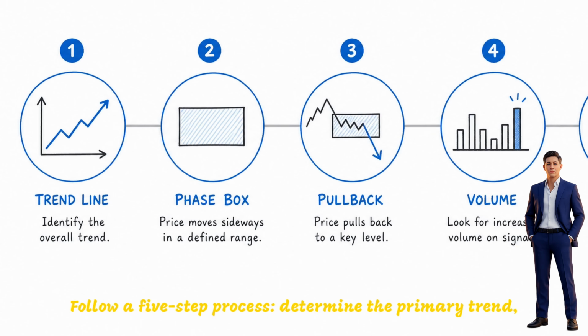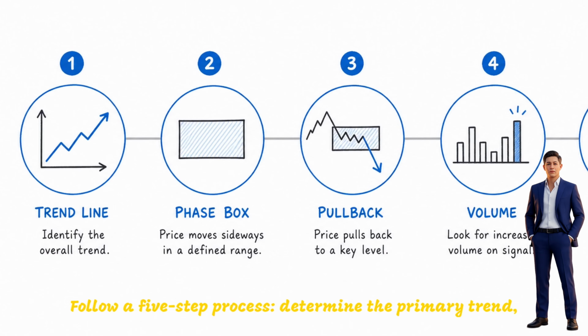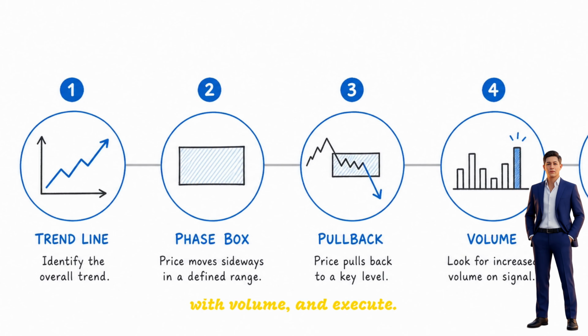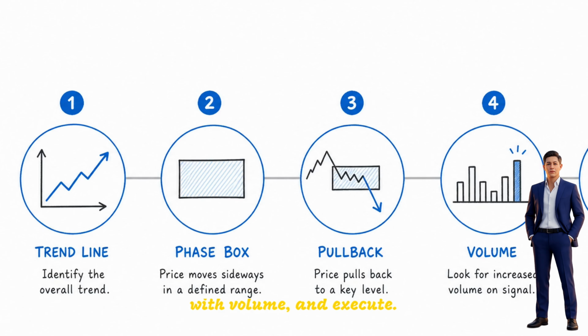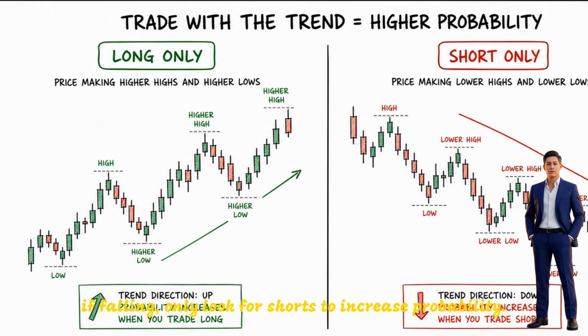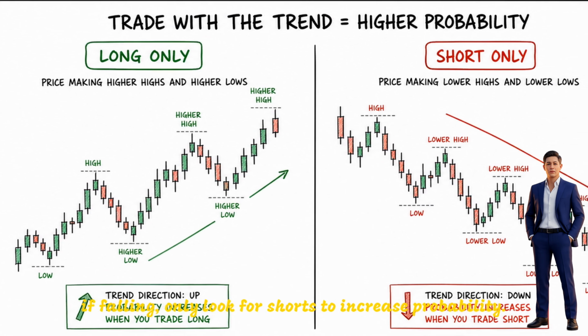Follow a 5-step process. Determine the primary trend. Identify the phase. Wait for the pullback. Confirm with volume, and execute. If highs and lows are rising, only look for long opportunities. If falling, only look for shorts to increase probability.